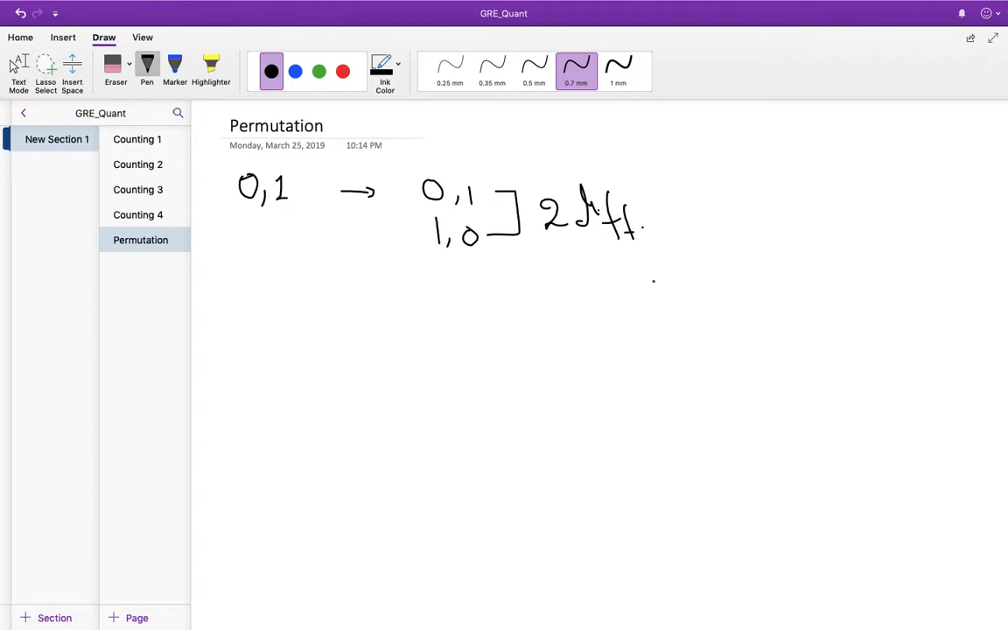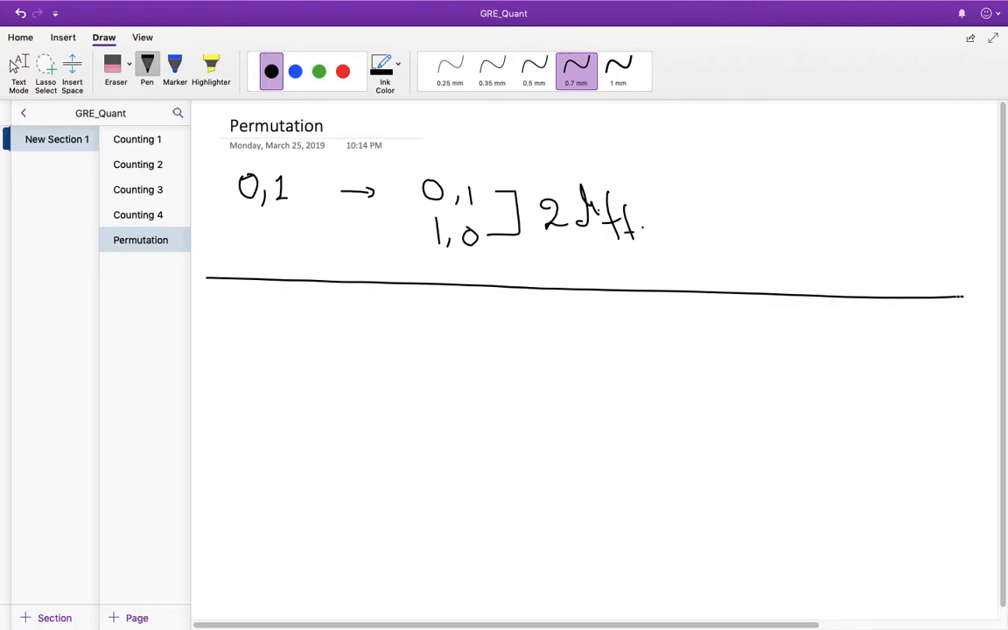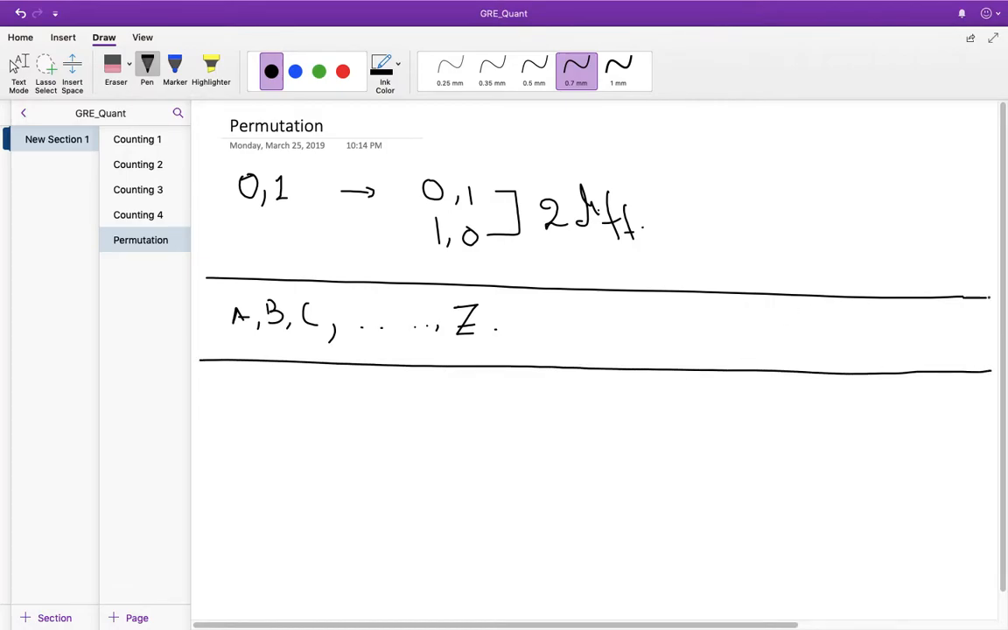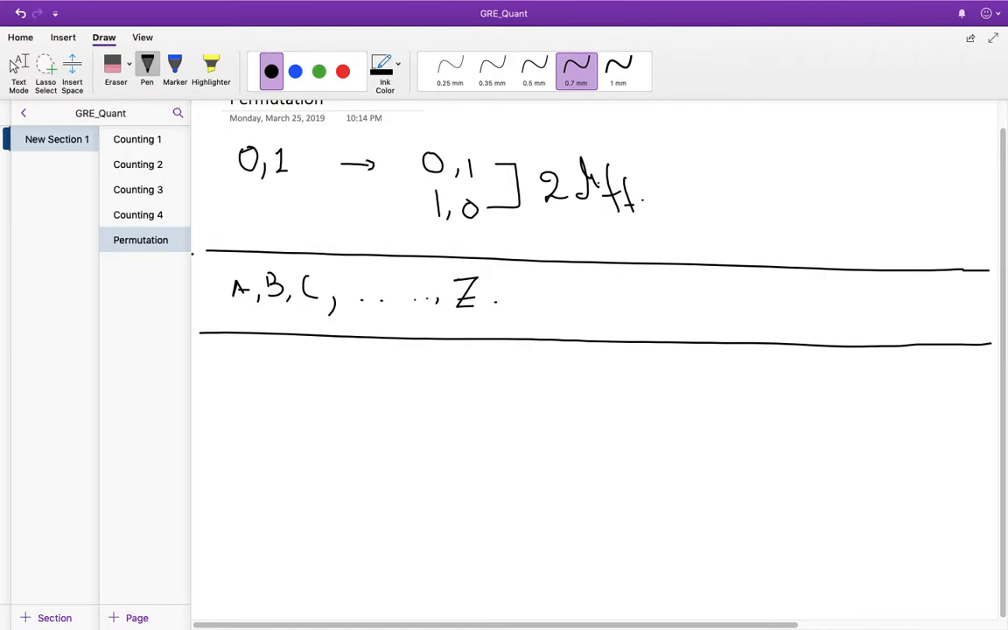0 and 1. But let's say I asked you how many different ways can you arrange all the letters in the English alphabet, going from A to B to C up to Z. Hmm. This might be a slightly complicated problem because you might have to write down all the possible permutations, or all the possible ways of arranging the letters from A to Z, which may take you quite a long amount of time, right? So we learn some interesting techniques to easily solve that problem using simple mathematical tools.